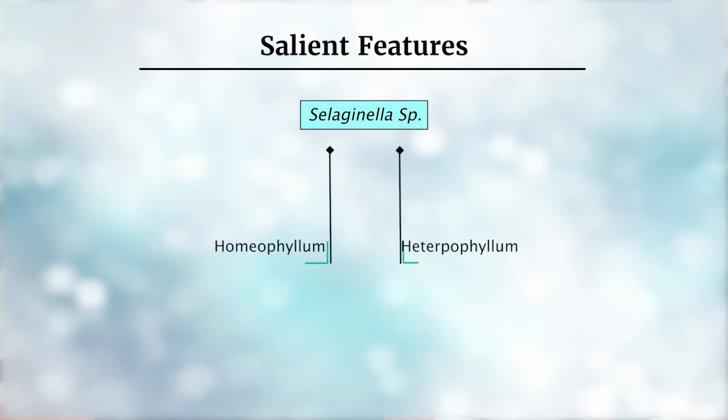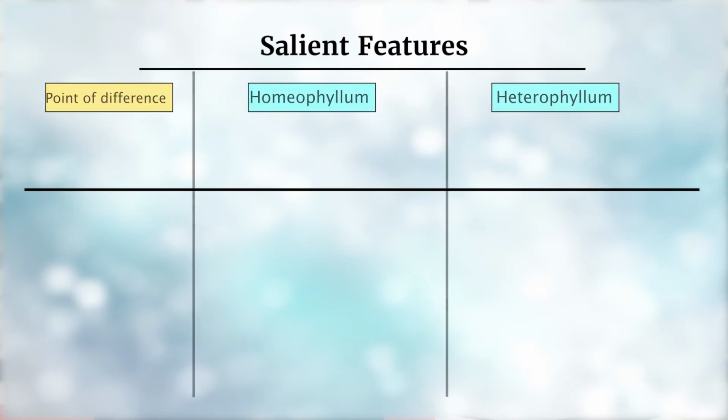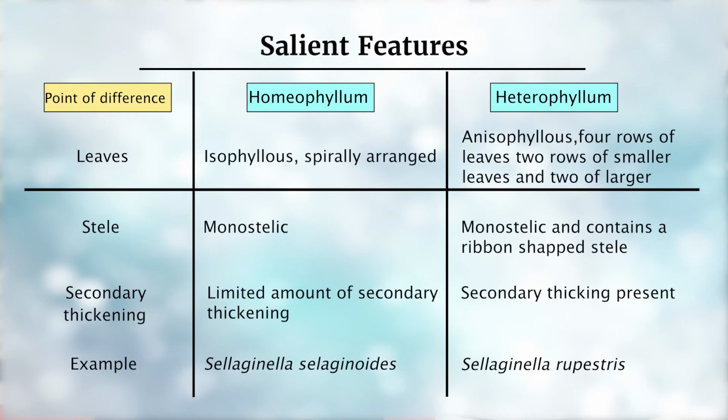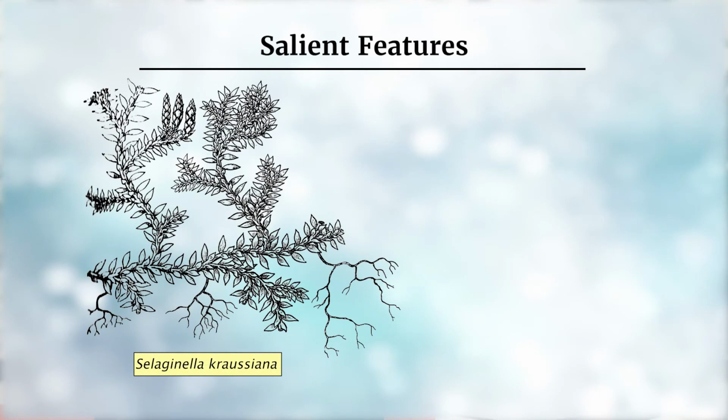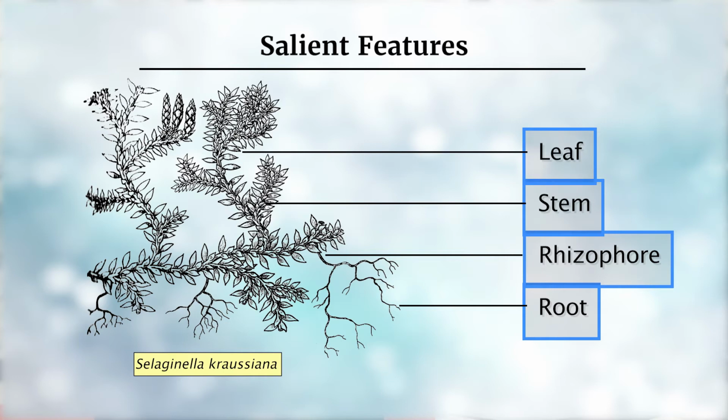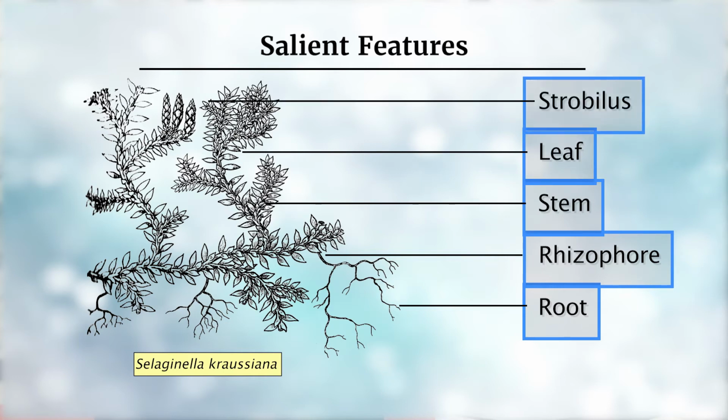This genus can be subdivided into two subgenera, the homophyllum and the heterophyllum. The difference between these two is basically in their leaf structure and also in the stem. The homophyllum is monostelic, whereas the heterophyllum is monostelic but contains a ribbon-shaped stele. This particular plant body is differentiated into the root portion, the rhizophore, the stem, and the leaves. At the apical portion, it terminates into a strobilus. We will be discussing each portion separately.